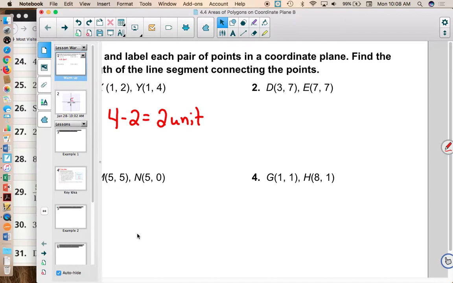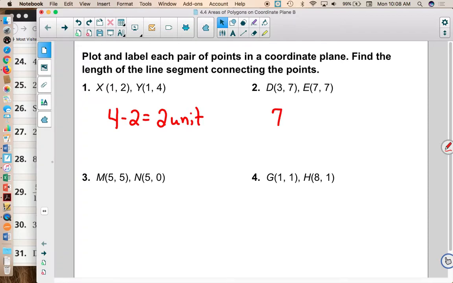4. Okay, and you got that by saying 7 minus 3 equals 4. Okay, here's why. This is the x-coordinate. This is the y-coordinate. This is the x-coordinate. This is the y-coordinate.